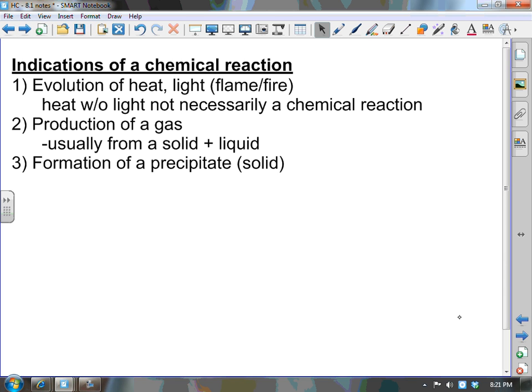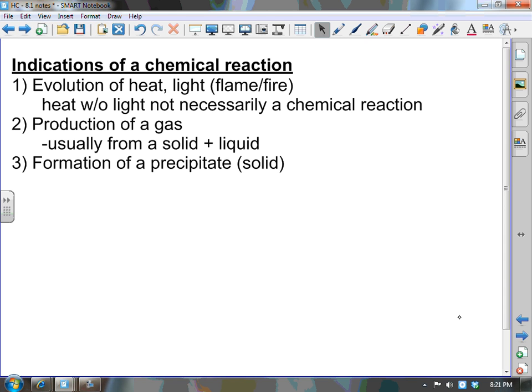Number 2, production of a gas. Most commonly, this happens when you pour a liquid onto a solid. You've all seen a fairly simple example used in junior high or maybe in elementary school: plain old baking soda and vinegar. Perfect example. And then the last one, formation of a precipitate, a fancy word for solid.